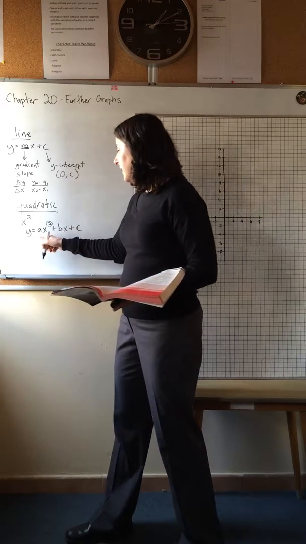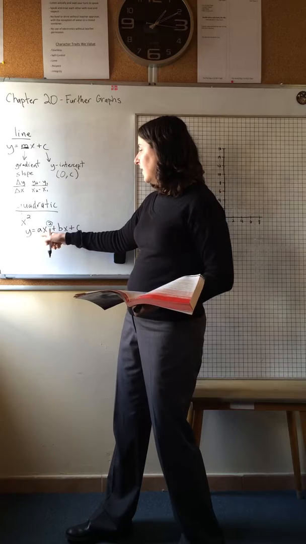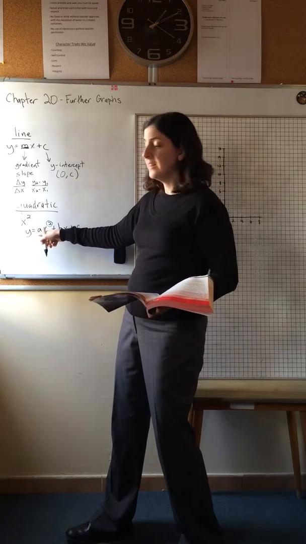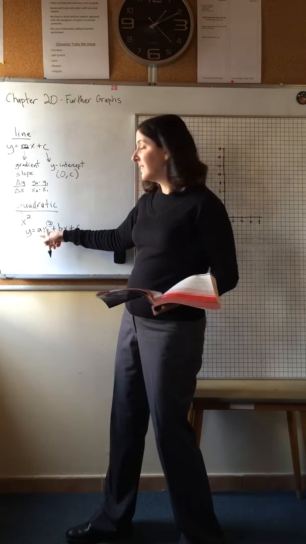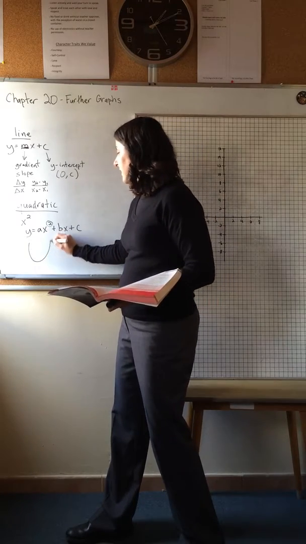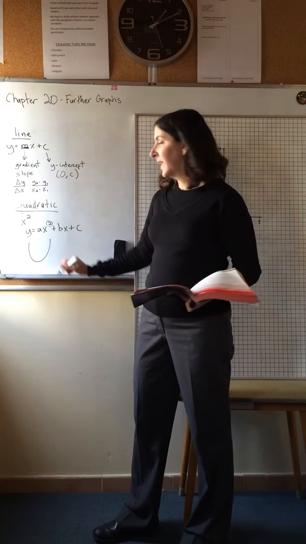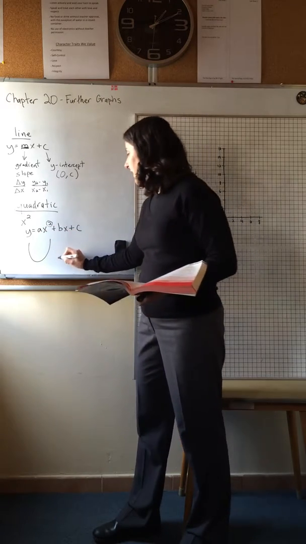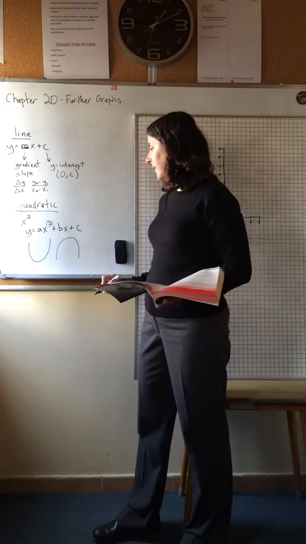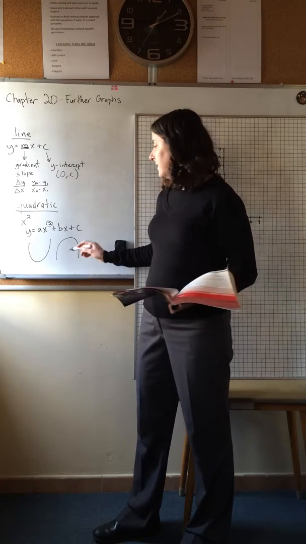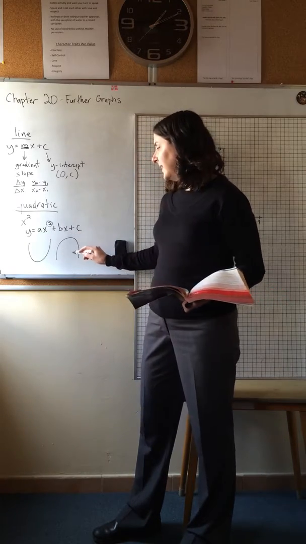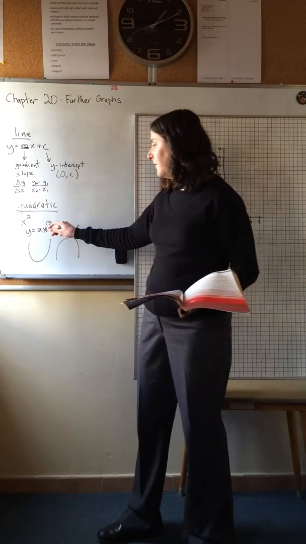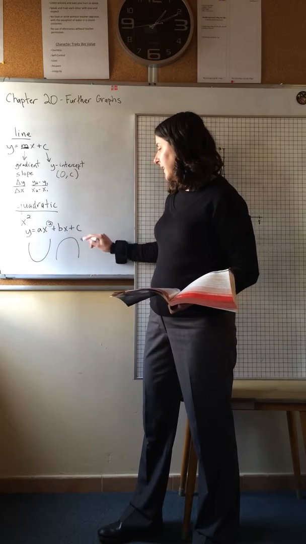If you have a quadratic equation where the coefficient of x squared, this a, is a positive number, the parabola will look like a u. If the coefficient of x squared is negative, it'll look like this. The way I remember it is that this looks like an n, for negative. If you have a negative coefficient of x squared, it's going to look like this.